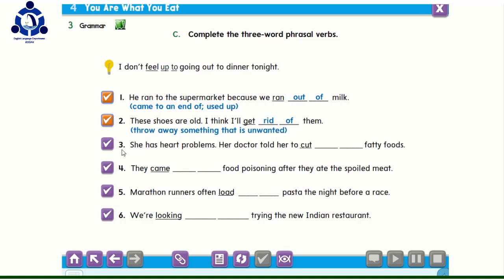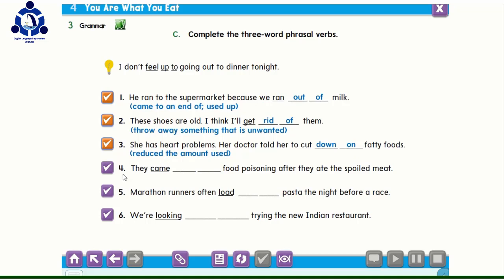Let's look at the third sentence. She has heart problems. Her doctor told her to cut fatty foods. So cut what? Cut down on fatty foods. It means to reduce the amount used, to make less. She eats too many fatty foods, so she has heart problems. So she needs to cut down on them. Reduce.